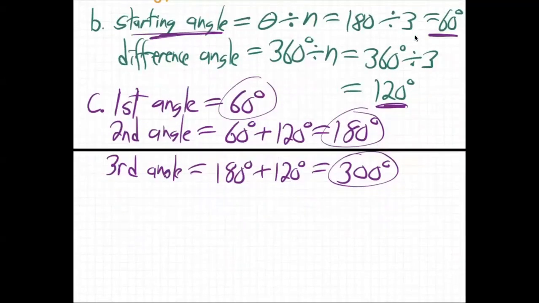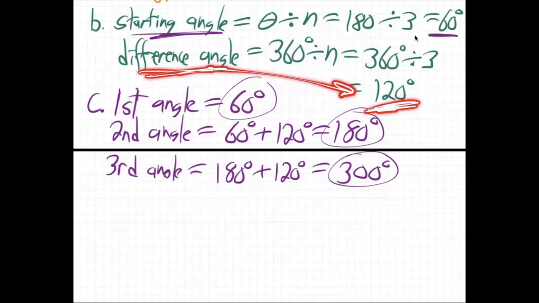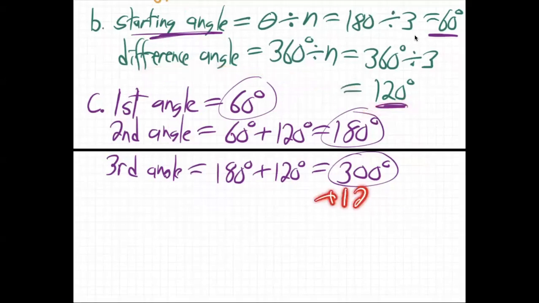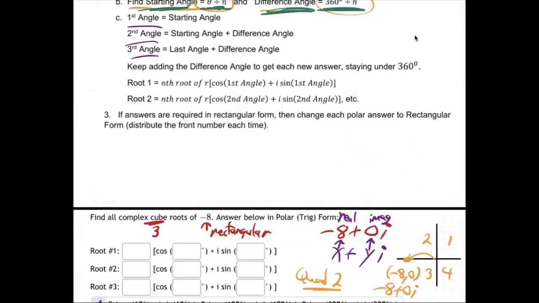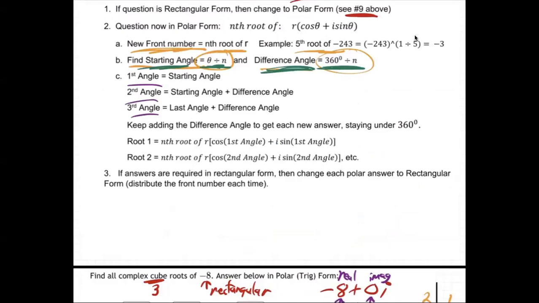Now that's all there's going to be. If you did a fourth angle, if you added 120 again, because 120 is what we're adding every time because that's the difference amount. That's the difference from one angle to the next. That's the jump. So if we added 120 one more time, we'd get 420. We'd go over 360. So we're done right there. It says, keep adding the difference angle to get each new answer staying under 360. We can't go over 360. So we're done.